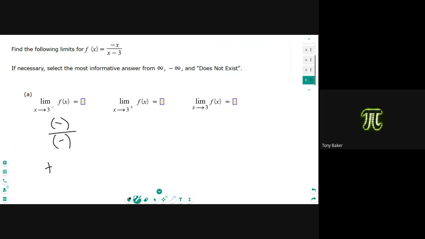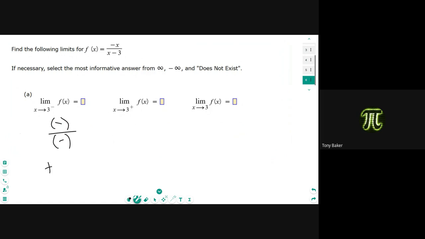As I get closer and closer to 3, is that number on the bottom getting bigger or smaller? It's getting smaller, right? It's getting smaller and smaller. Okay, so when I'm taking a fraction and I'm dividing by a smaller and smaller number, what happens to the overall number?